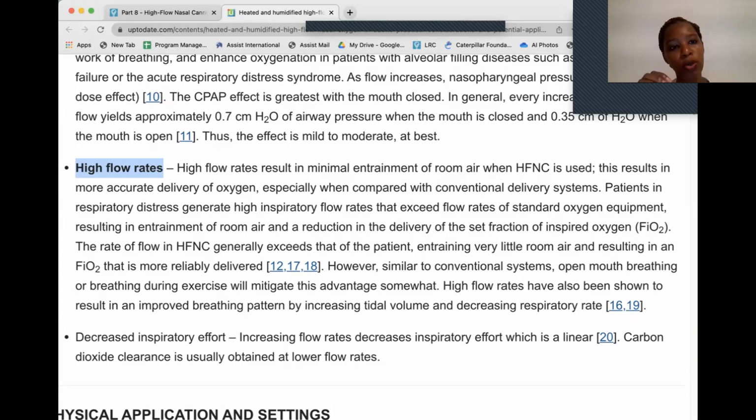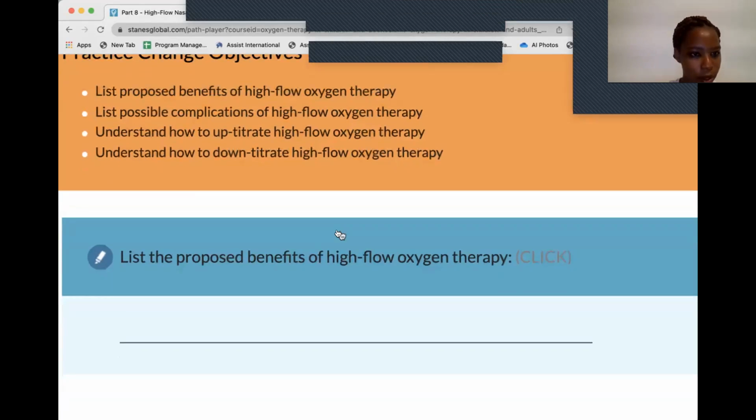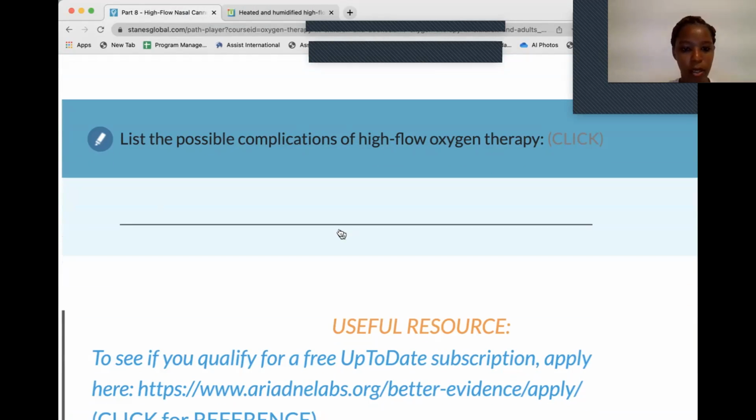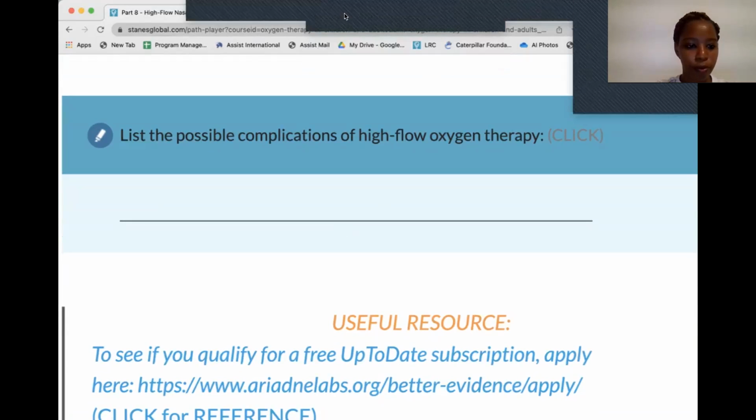Whatever amount you have set, if you've set a flow of 30 liters per minute, you're actually delivering that. And the FiO2 that you have set is exactly what you're delivering, as opposed to the low flow where you actually entrap the environmental air, which ends up diluting the amount of oxygen you're delivering to the patient. Okay. I think those were the main benefits that we have with high flow.